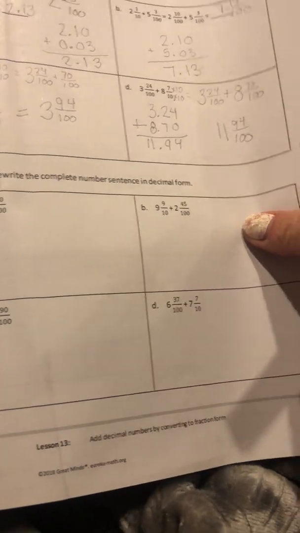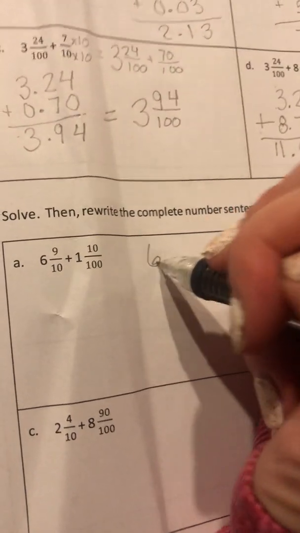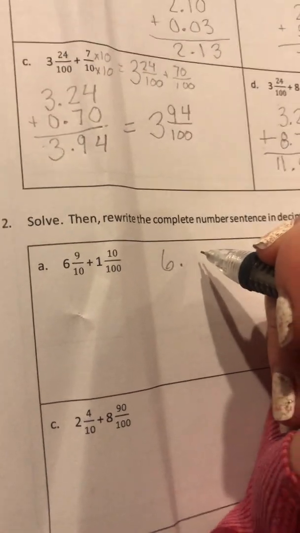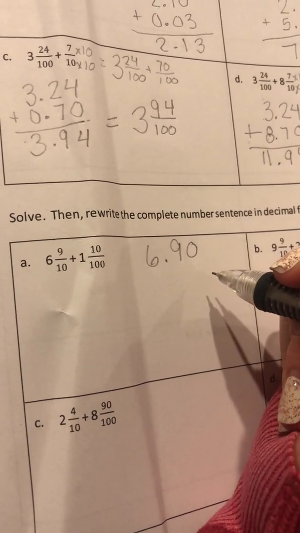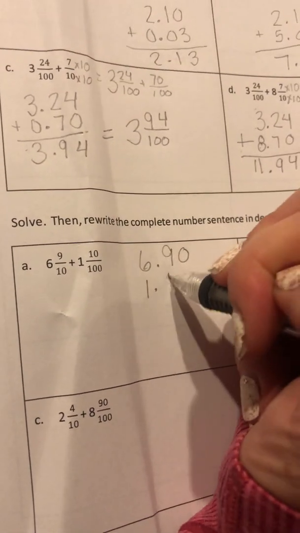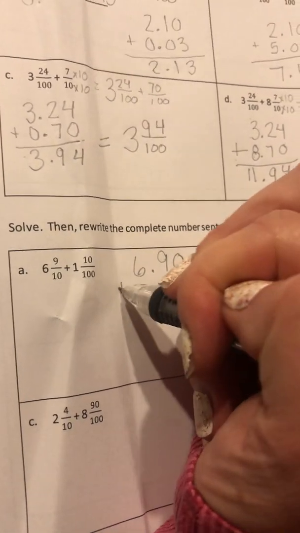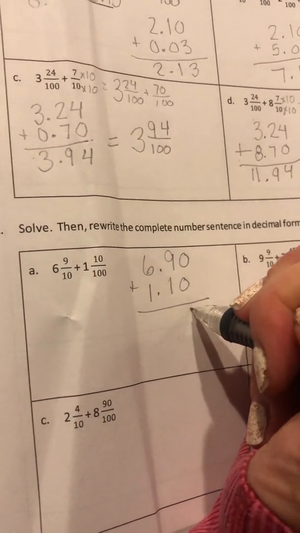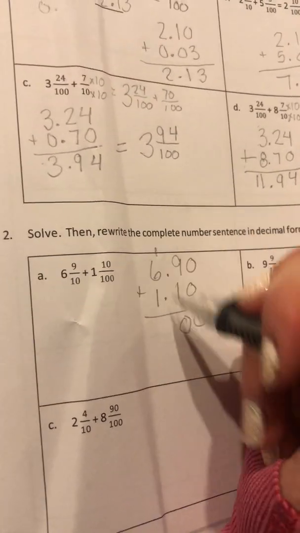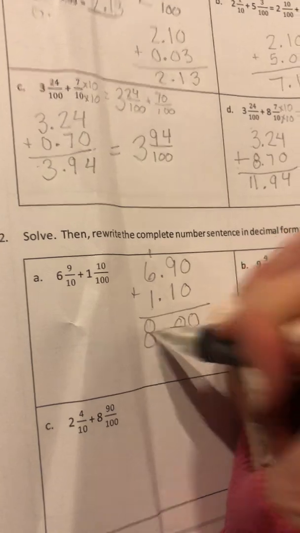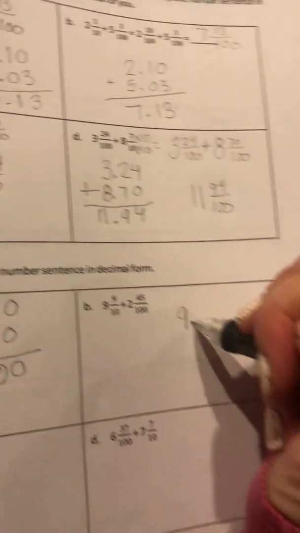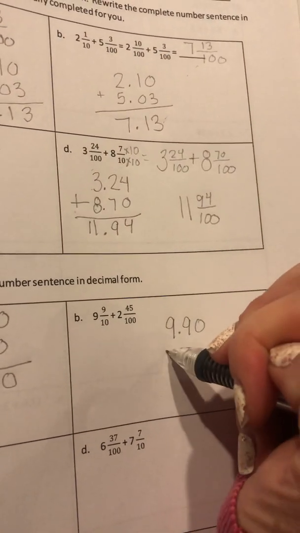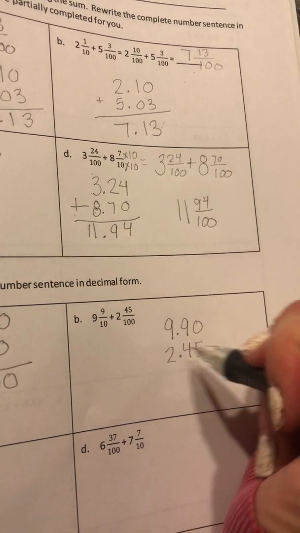All right. Rewrite in decimal form, no problem. So I'm just going to do this all in decimal form. 6 and 9, but you guys know I always have my 0. And then 1 and 10. Oh, I see some regrouping we got to be doing. Hundredths is a 0, but look at that, that's 10. 6, 7, 8. Yes. All right, 9 and 9/10. Add my 0. 2 and 45 hundredths.